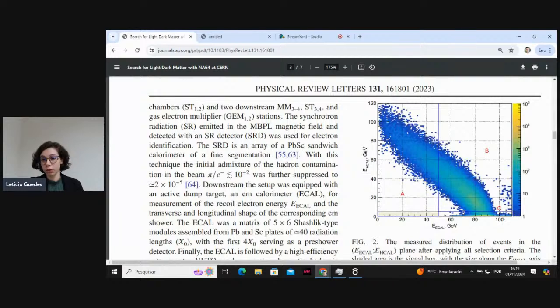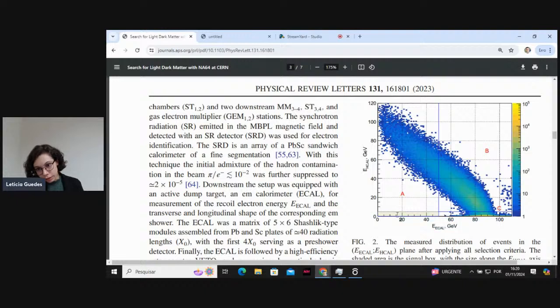Here you have a plot that shows the plane of the energy that you get in the hadron calorimeter and the energy you have in the electron one. Mostly it is in this region. The sum of these two energies must be 100, more or less 10 GeV. That is the total energy.